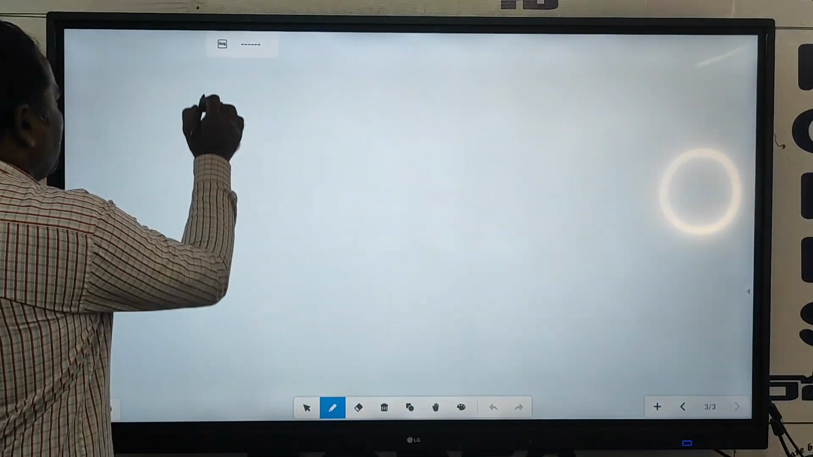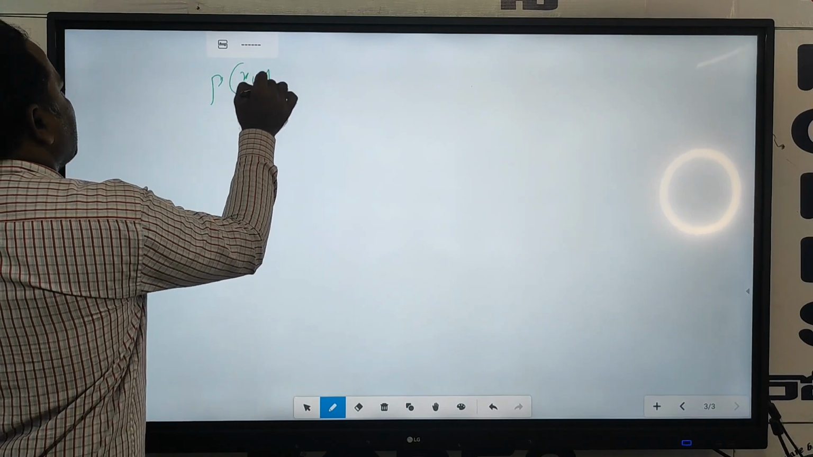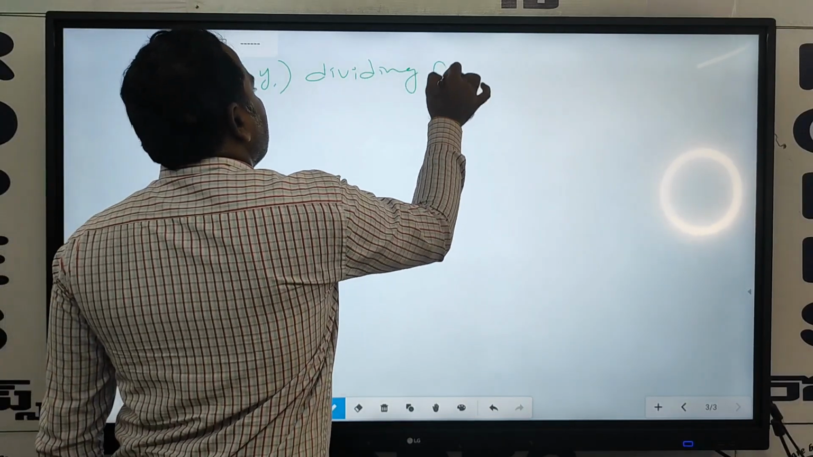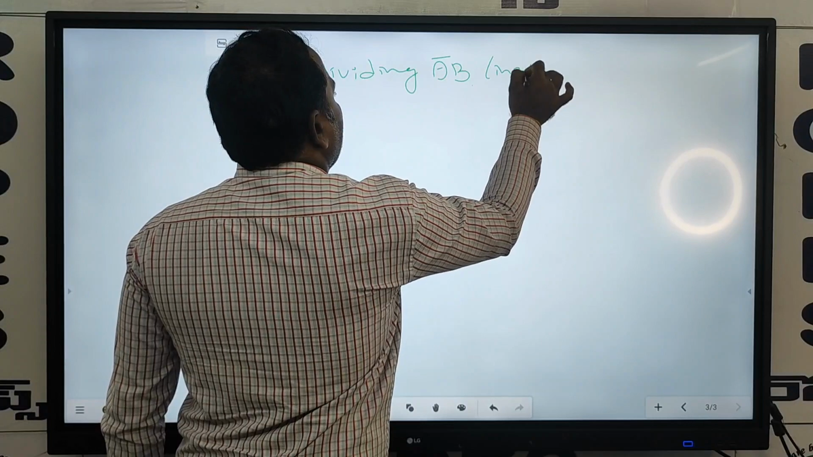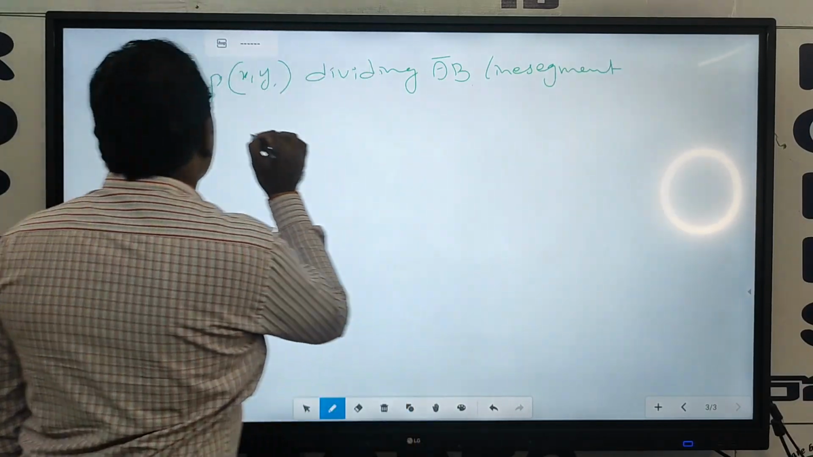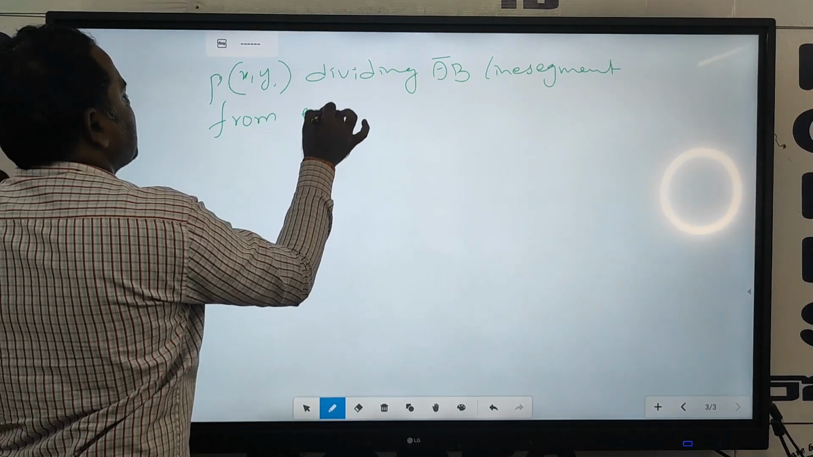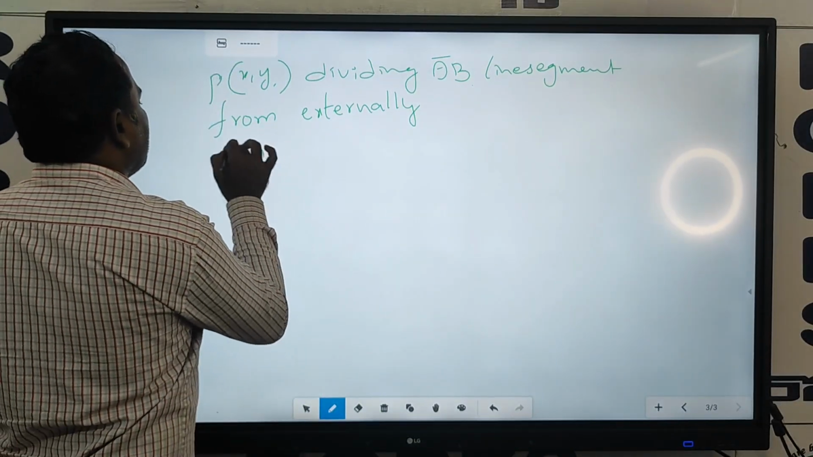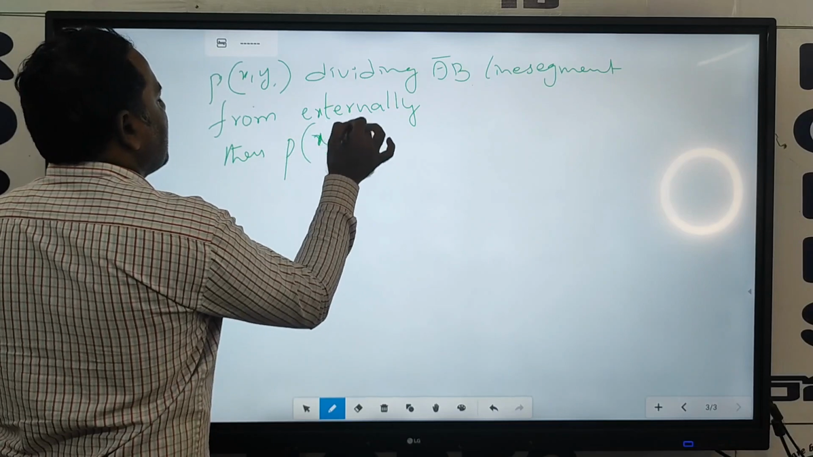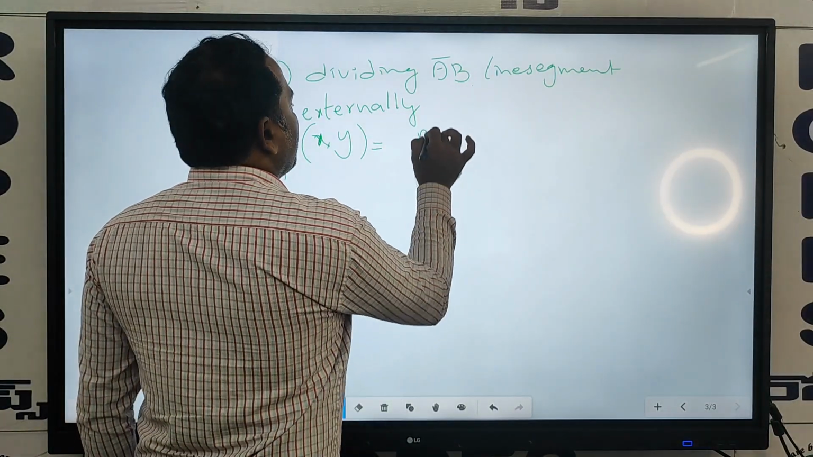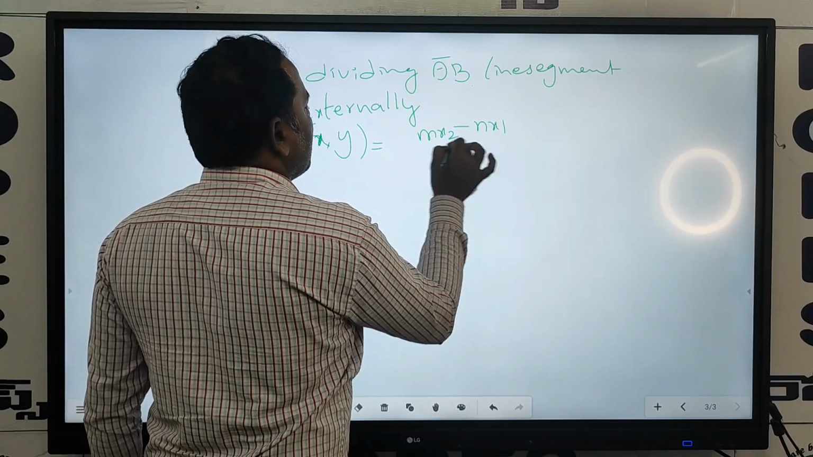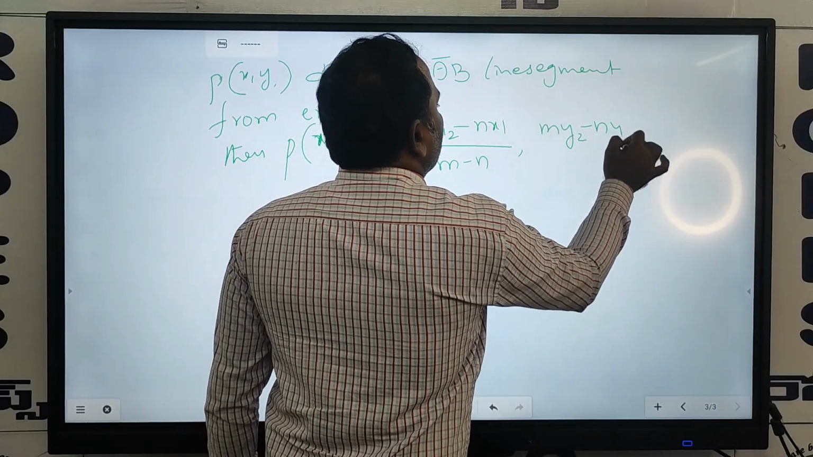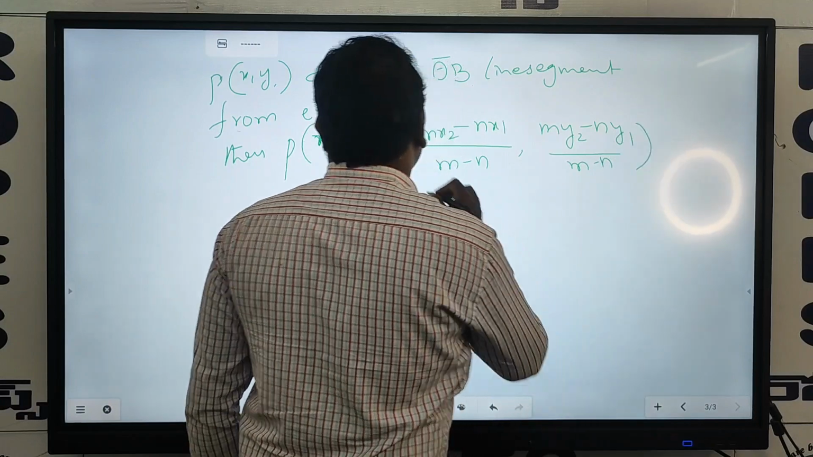Next, P (x, y) dividing the AB line segment externally, then P (x, y) is equal to (mx2 minus nx1) by (m minus n) comma (my2 minus ny1) by (m minus n). This is the point P.